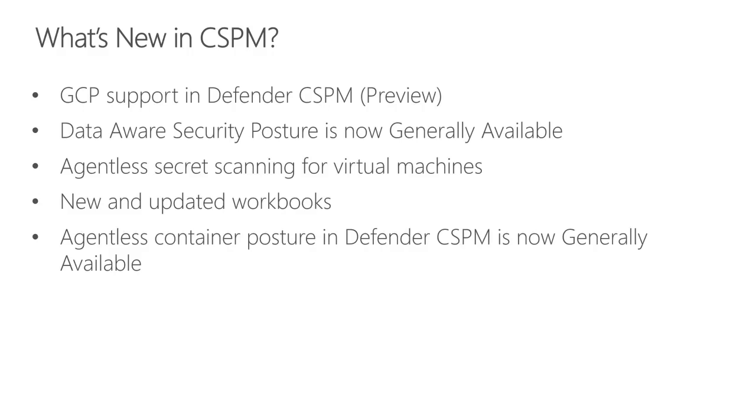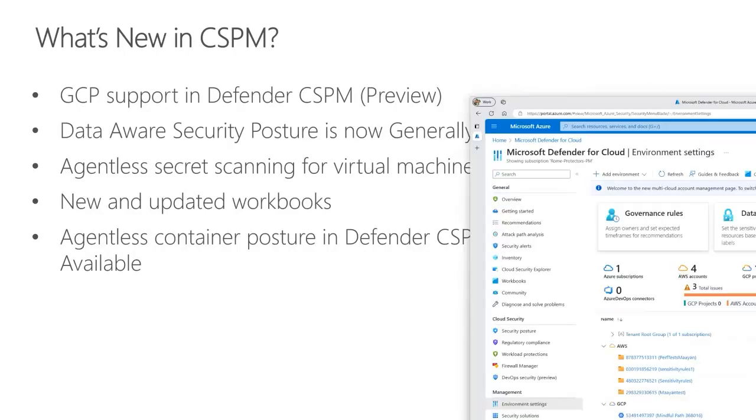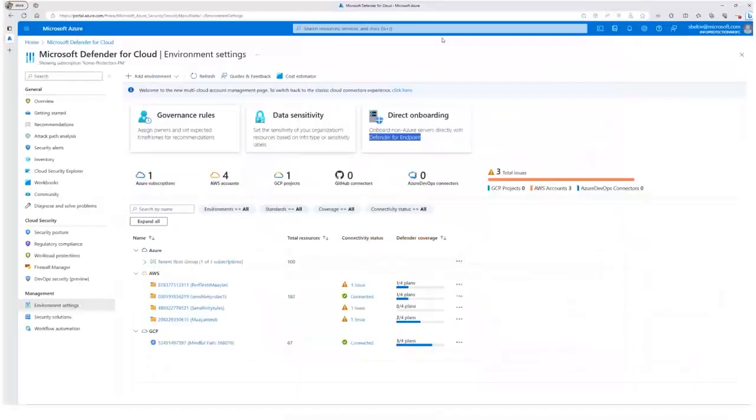to help you visualize different data, I would say, that Defender for Cloud generates, and that can help you really work with that data. And then we're going to talk about agentless container posture in Defender CSPM, which is now also generally available. So with that, I'm going to switch to my demo, because it's worth seeing everything rather than just talking about it.